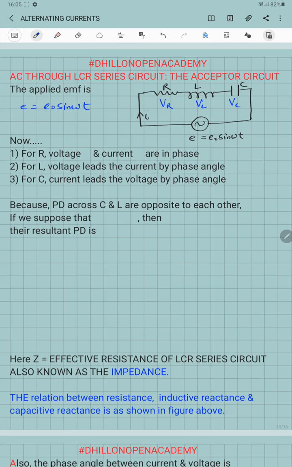We have already discussed the passage of AC through each of the components individually. We know that for the resistance, voltage and current are in phase with each other, so the phase angle between them is 0. For the inductor, voltage is leading the current by a phase angle of pi by 2 radian. But for the capacitor, current is leading the voltage by the same angle, that is pi by 2.